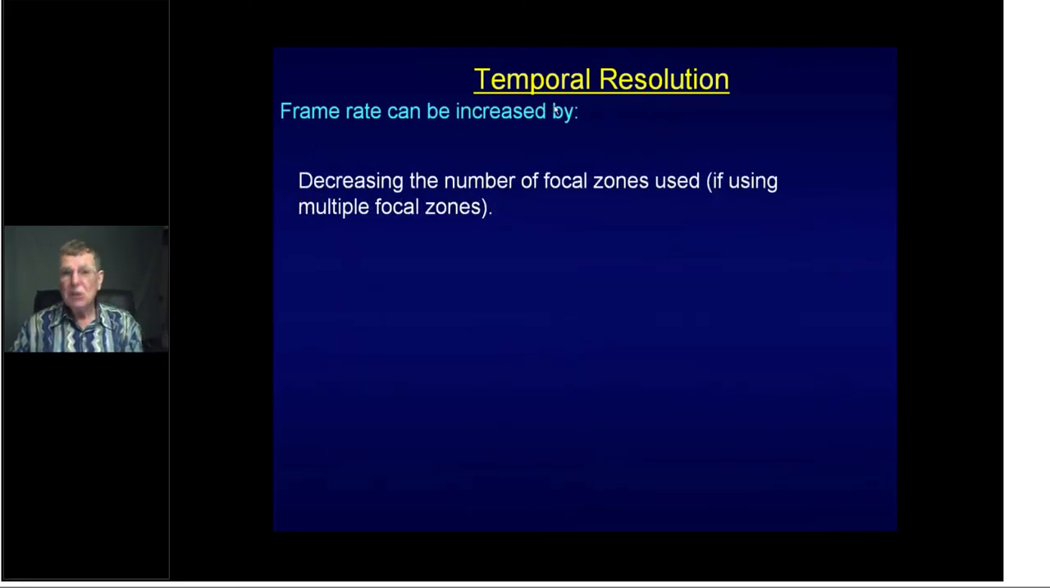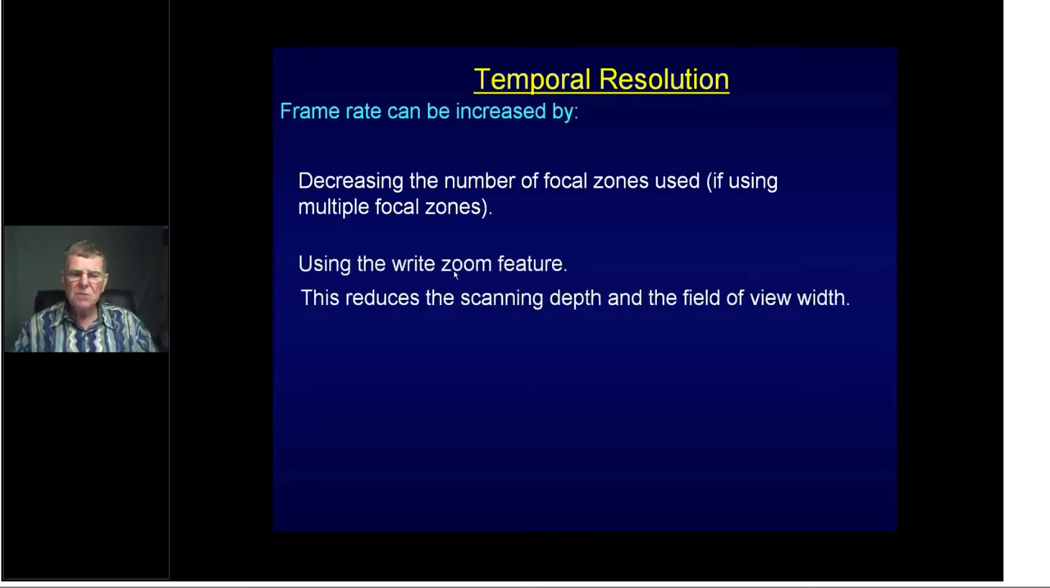If you are using multiple focal zones, drop down to a single focal zone. Okay, so don't use multiple focal zones if you want high temporal resolution. But on the other hand, that's fairly logical. Use your right zoom feature, because when you do that, you're effectively changing your scanning depth and your field of view width. So that will improve your frame rate.